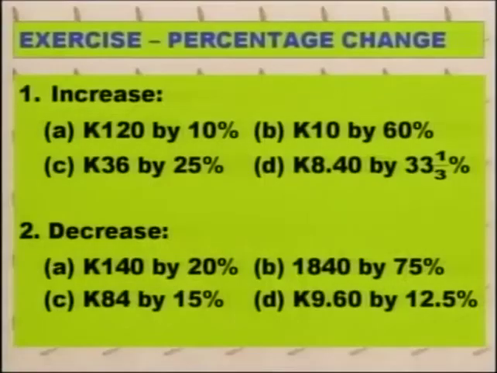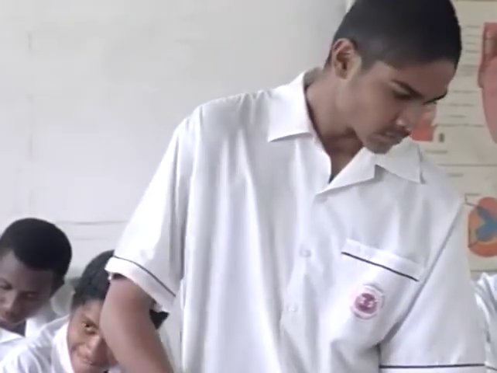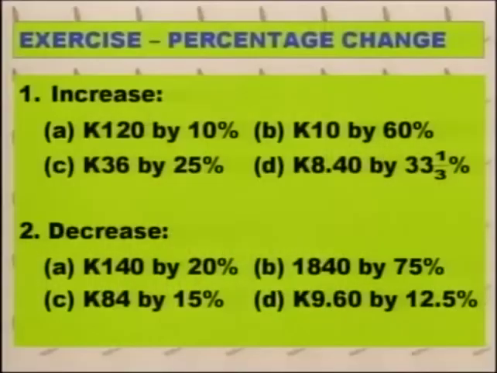Okay, George, number 2A. 112 kina. Correct. 112 kina. B, Andrew. 460 kina. Good. 460 kina. C, Peter. 71 kina 40. Correct. D, Conrele. 8 kina 42. 8 kina 40.